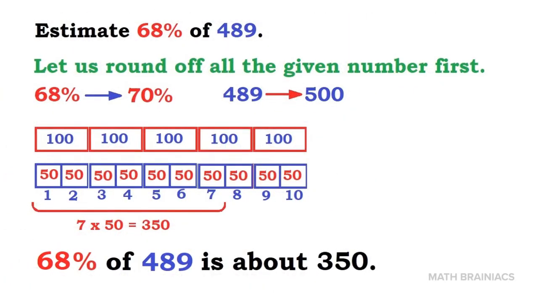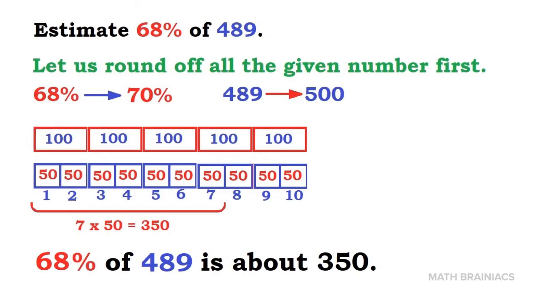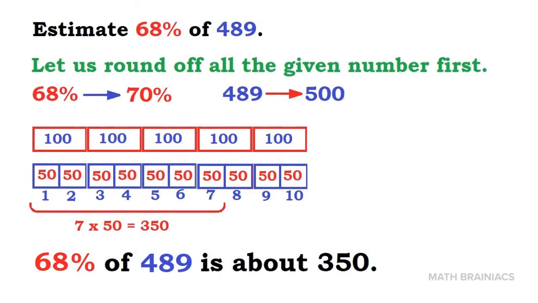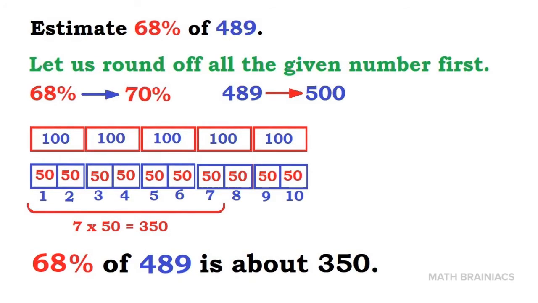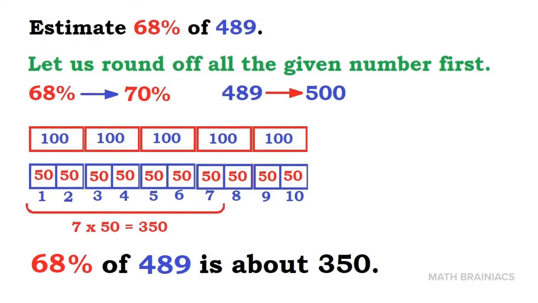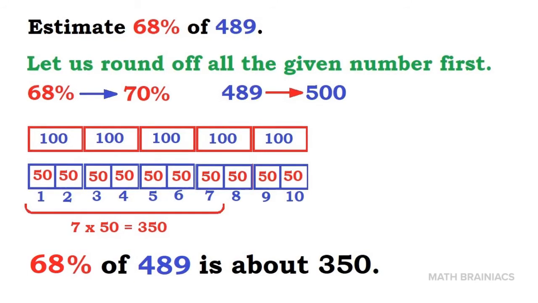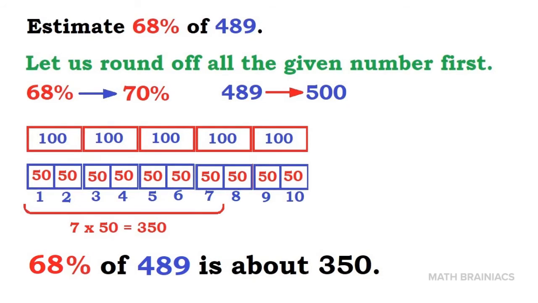To wrap it up, to estimate percent of a given number, round off all the given numbers first. Afterwards, make a bar diagram of the rounded number. Furthermore, identify which part of the bar is the percentage that you need. I want you to take note that 68% will be rounded off to 70%. If the number in the ones place value is 5, 6, 7, 8, or 9, the rounding digit rounds up by one number.